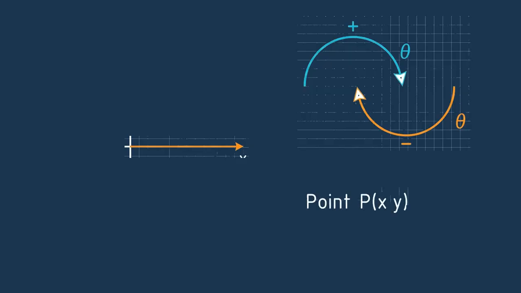That rotation hits the unit circle at exactly 1 point. Call that point P with coordinates x, y. The key idea is simple and absolute. The angle chooses the point.